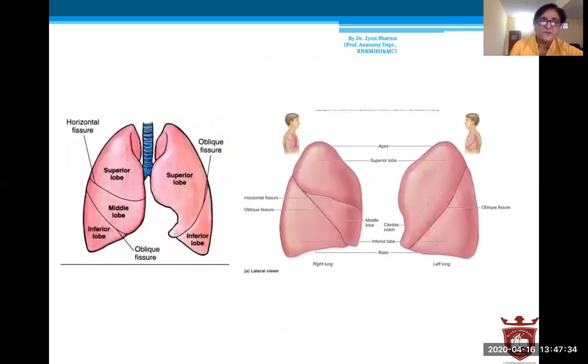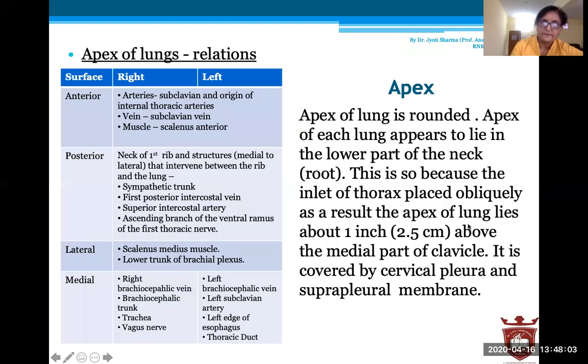Again, we see the lobes as we had seen. The fissures: this is the horizontal fissure, this is the oblique fissure. The oblique fissure of the left lung divides the left lung into two lobes, the inferior lobe and the superior lobe. And the horizontal fissure and the oblique fissure divide the right lung into three lobes, the superior, middle, and inferior lobe. Here also the superior, middle, and the inferior lobe. The superior lobe of the left lung and the inferior lobe of the left lung.